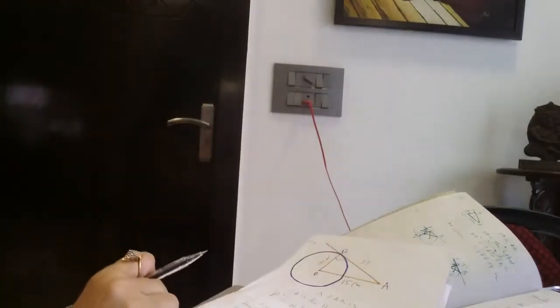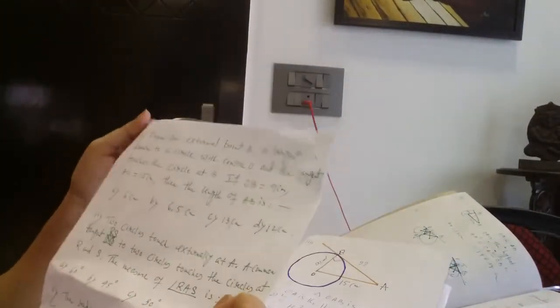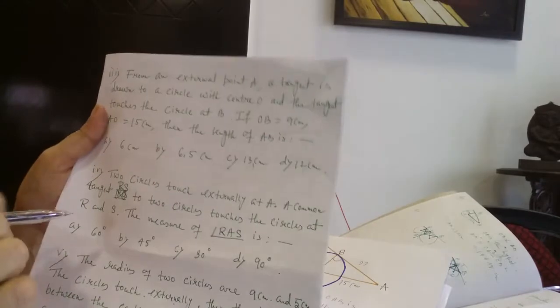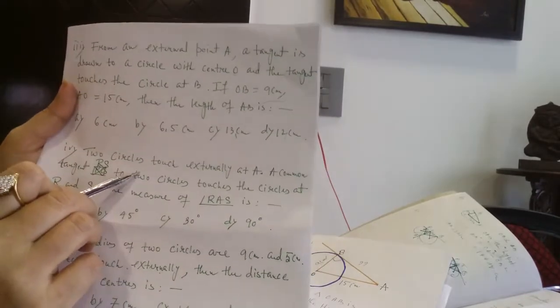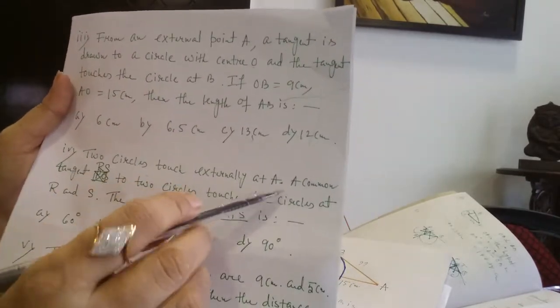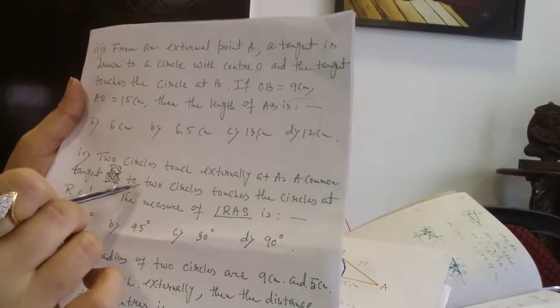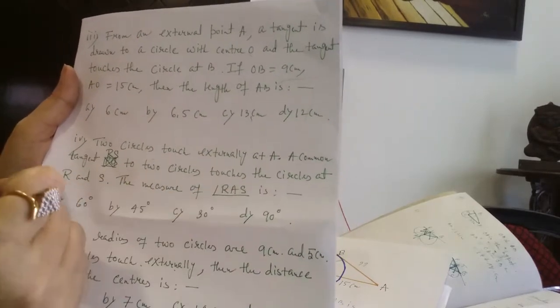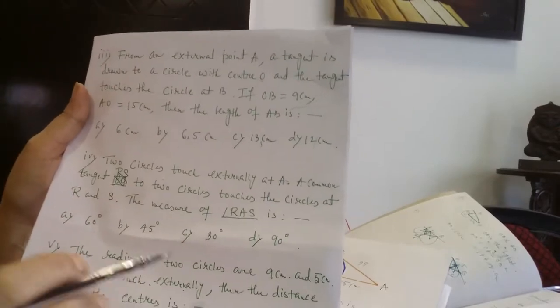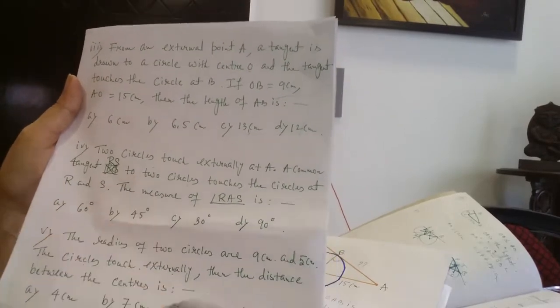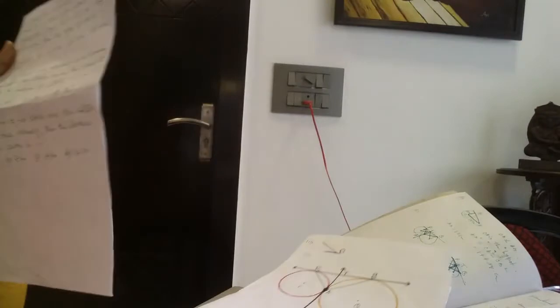Now I am going to the last one, that is number 4. Two circles touch externally at A. A common tangent RS to the two circles touches the circles at R and S. Then the measure of angle RAS. Now the diagram is this.